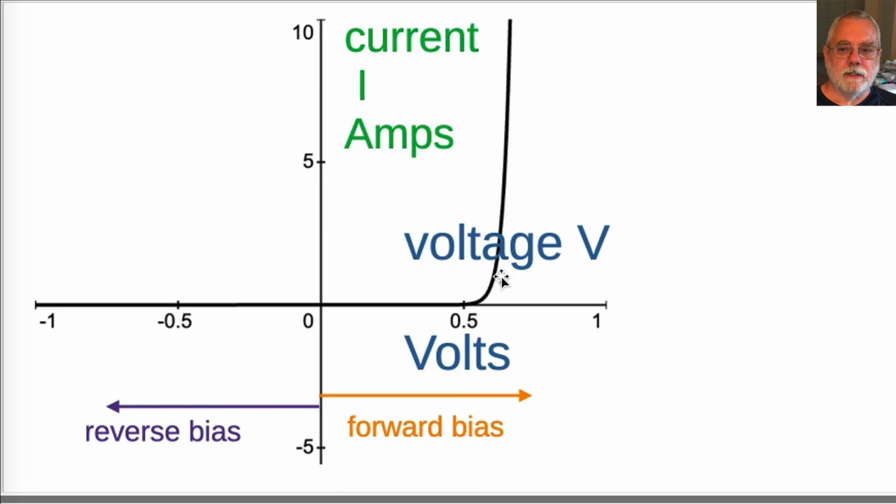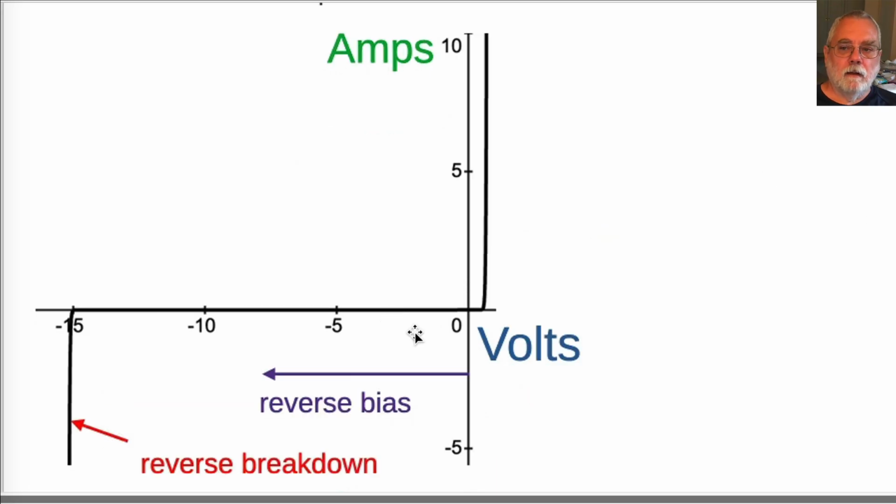Now, let's introduce an important deviation from ideality: reverse breakdown. Let's include larger negative voltages. At large enough negative voltages, the diode will experience reverse breakdown, pass a lot of current, dissipate a lot of power, and heat up. For a solar cell, this reverse breakdown voltage may be in the range of -10 to -30 volts.